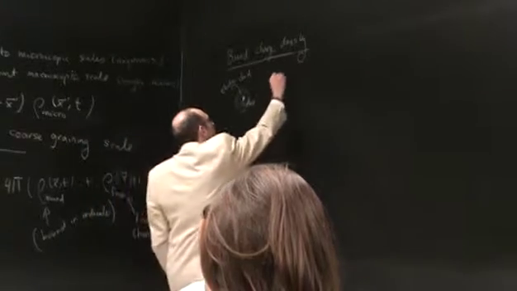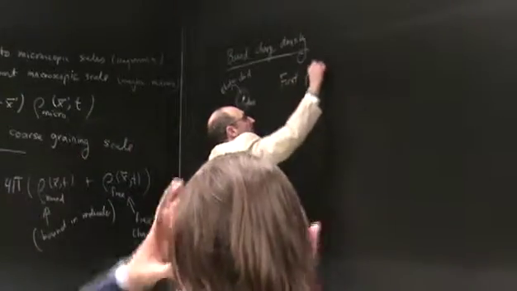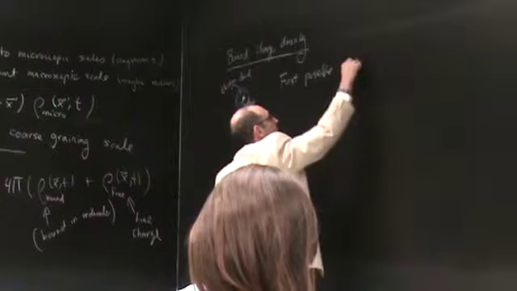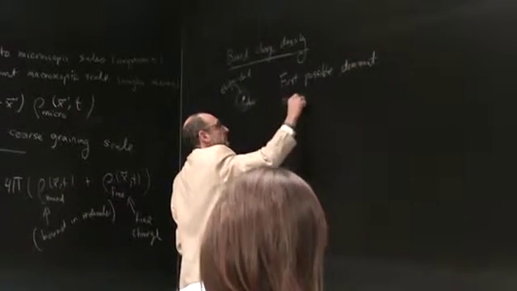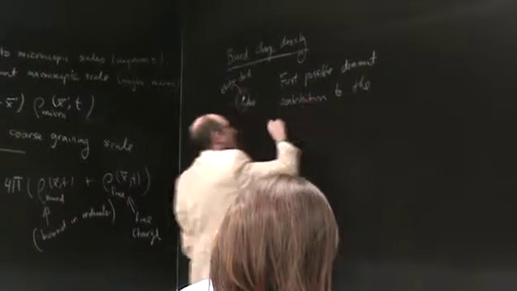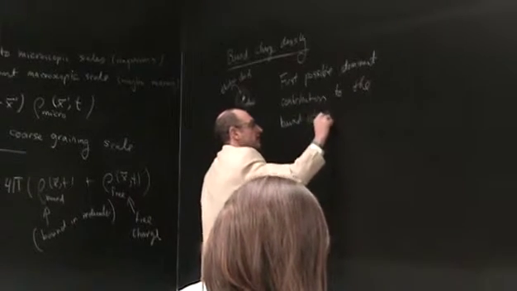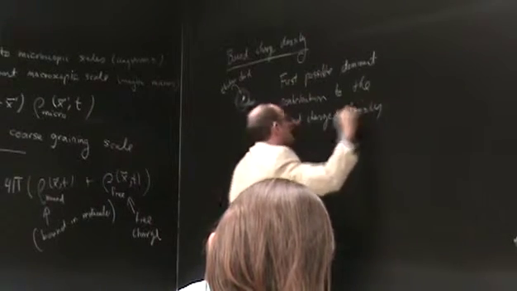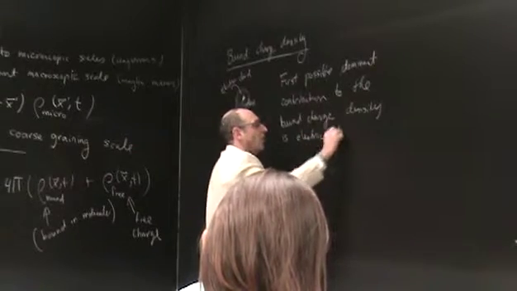So the first possible dominant contribution to the bound charge density is electric dipolar.